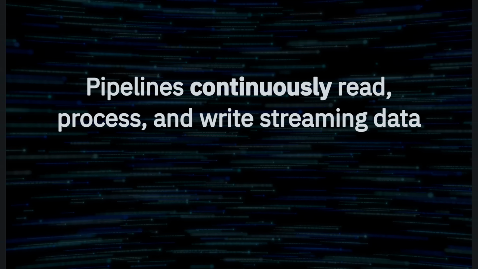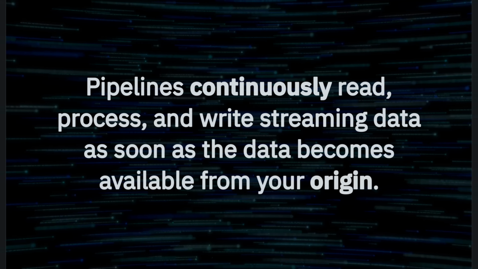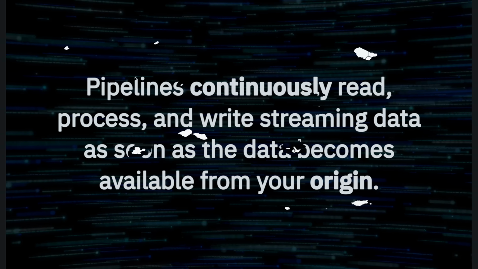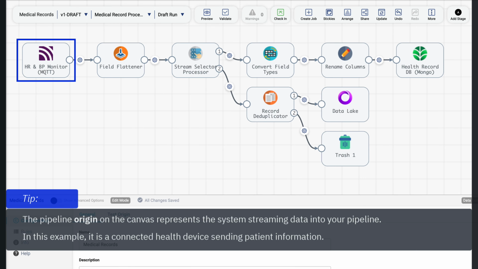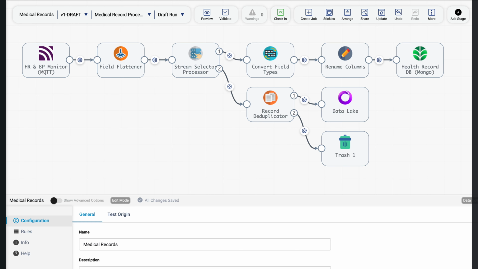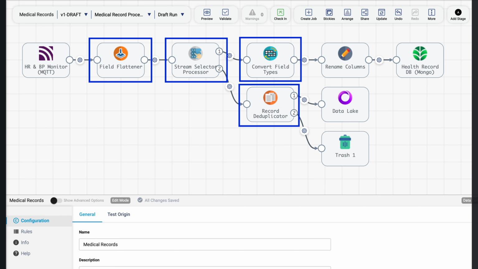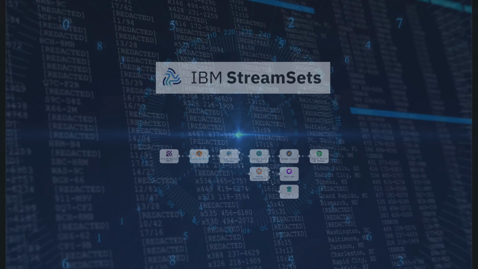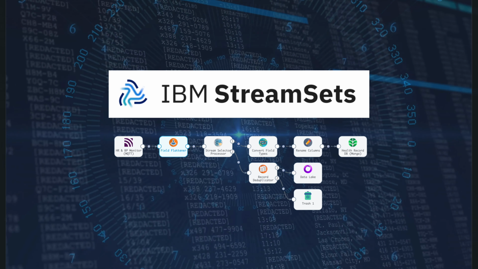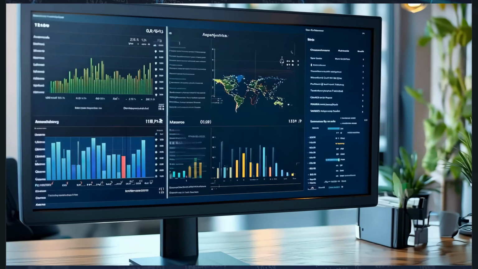Pipelines continuously read, process, and write streaming data as soon as it becomes available from your origin. In your pipelines, you will use a single origin stage to represent the origin system. The origin is your data source. The origin stage is what streams data into your pipeline. You can then use multiple processor stages to transform the data. These processor stages allow you to filter data, apply expressions, change the schema, inject new data, and much more. Using StreamSets, there are endless ways to transform and shape raw data into highly usable, targeted data streams.